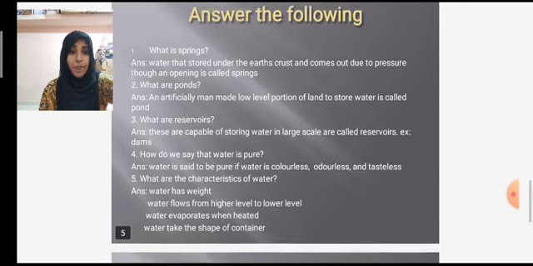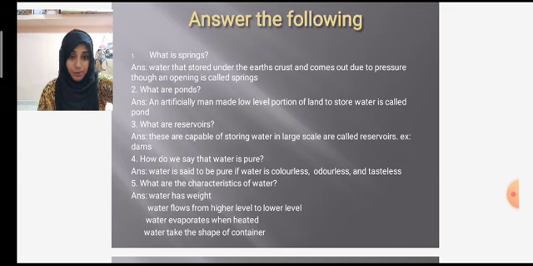Next question. What are the characteristics of water? Water has weight. Water flows from higher level to lower level. Water evaporates when heated. Water takes the shape of the container. These are a few characteristics of water. Water takes the shape of whatever container you take.